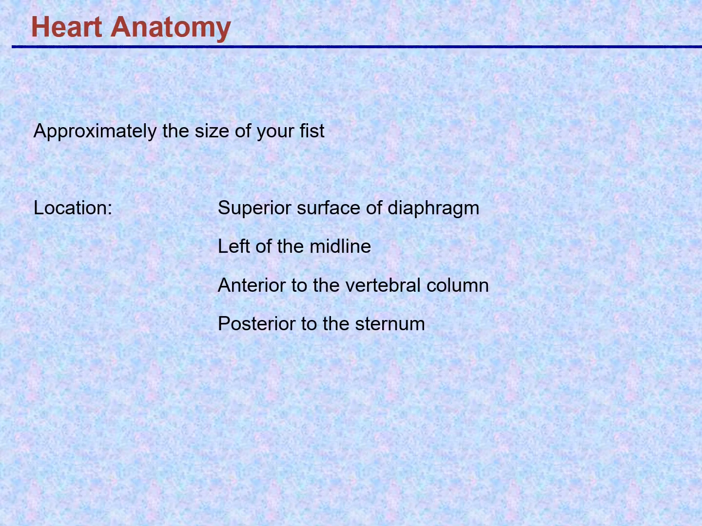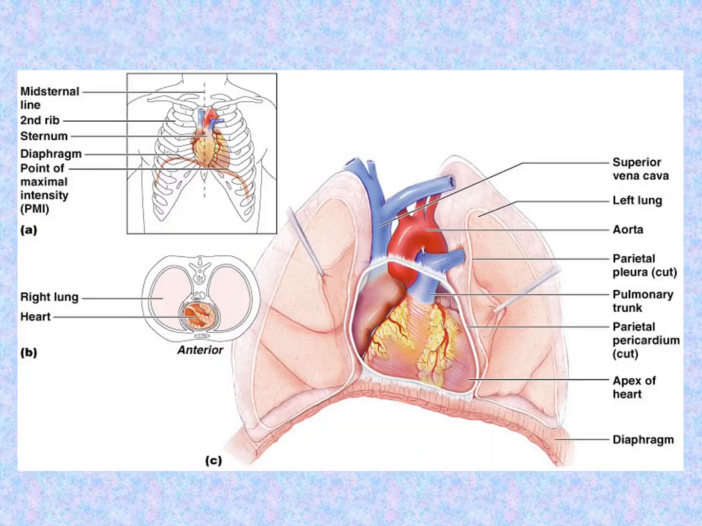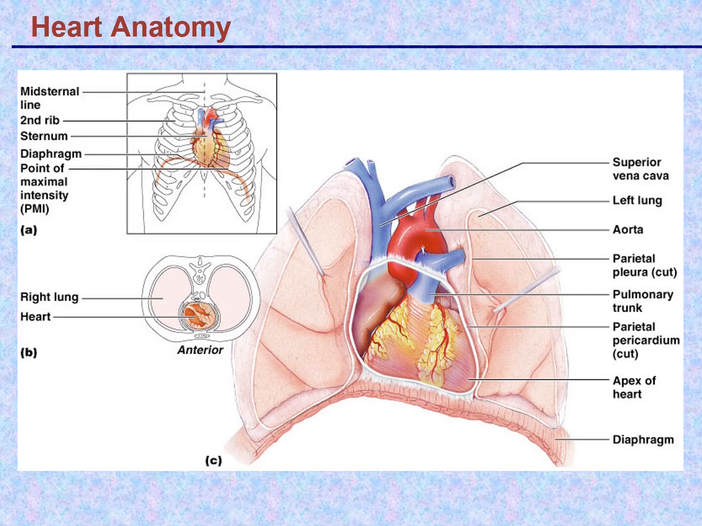Well, your heart's approximately the same size as your fist, and here's its location, although I wouldn't spend too much time studying these terms at all. It's just that's where it is. It's certainly on the left side of your chest. Here we see a diagram showing the location quite well. There's the diaphragm that forms the boundary between the abdominal cavity and thoracic cavity, and there's the heart.